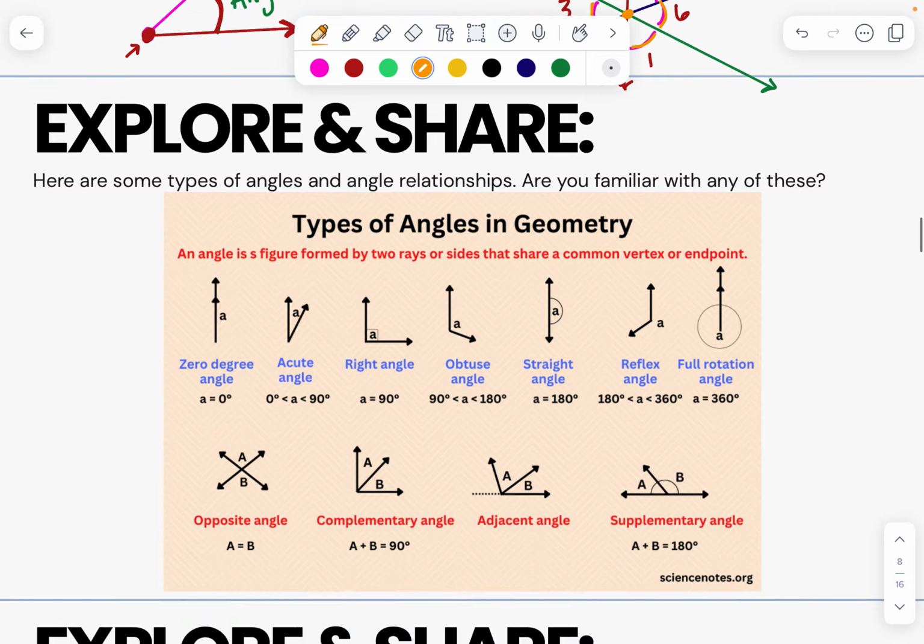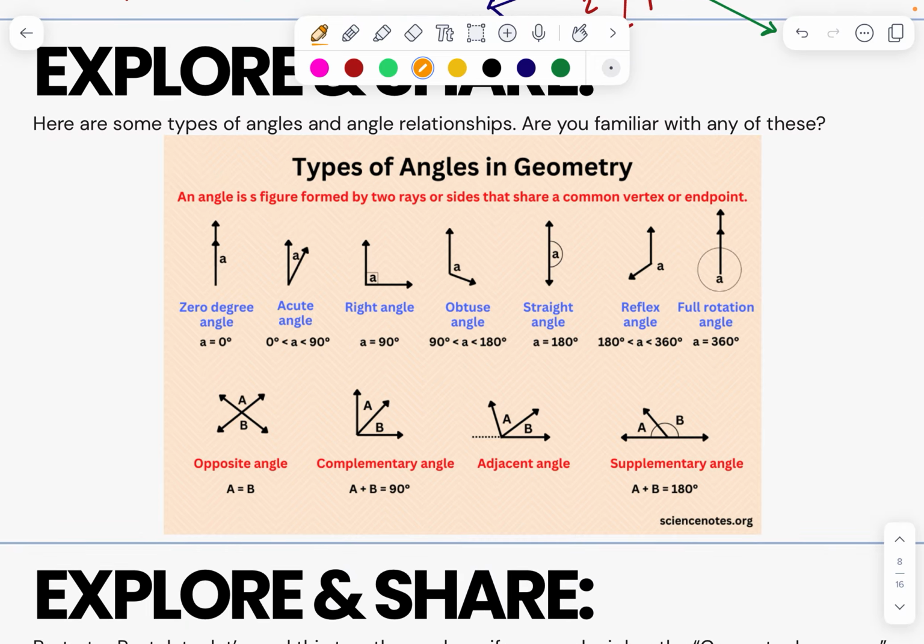So here are some types of angles. Some of these words you may have heard before, some you may not have, but regardless, by the end of this unit, hopefully you know and are comfortable with all of them. We've got different types and measures of angles on the top, and then we've got different pairs of angles on the bottom, which will be the next lesson, pairs of angles.